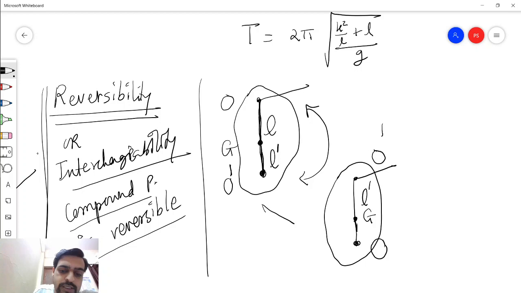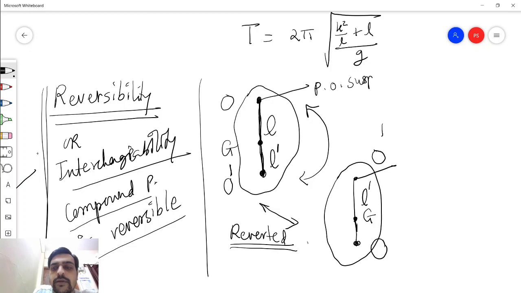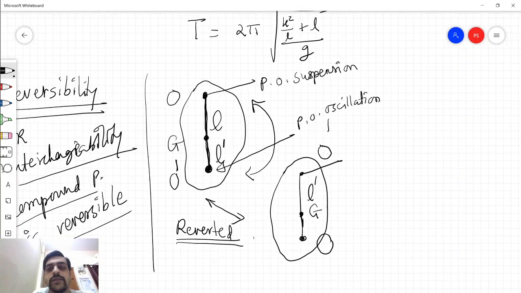So this is just reverted. Since the pendulum is suspended from point O, this is called the point of suspension. And this point O dash is free to oscillate. It is called the point of oscillation. So these are just the nomenclature.